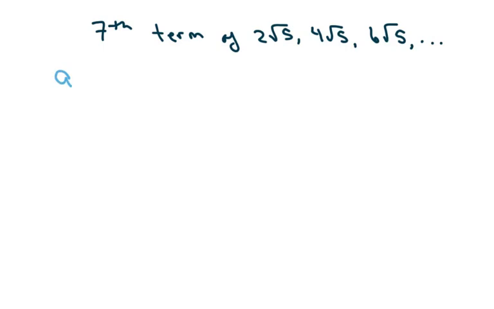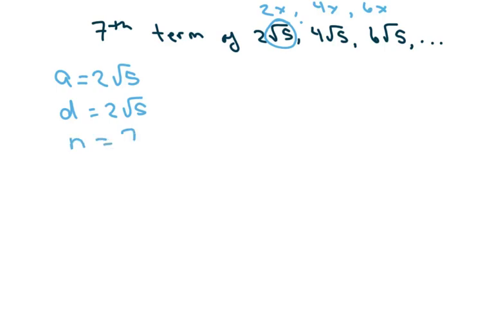My first term is 2 square root of 5. My common difference is 2 square root of 5, because we just keep adding 2 of these. This is like saying 2x, 4x, 6x. So I keep adding 2 x's, but our x happens to be what? Square root of 5. And my n is 7.